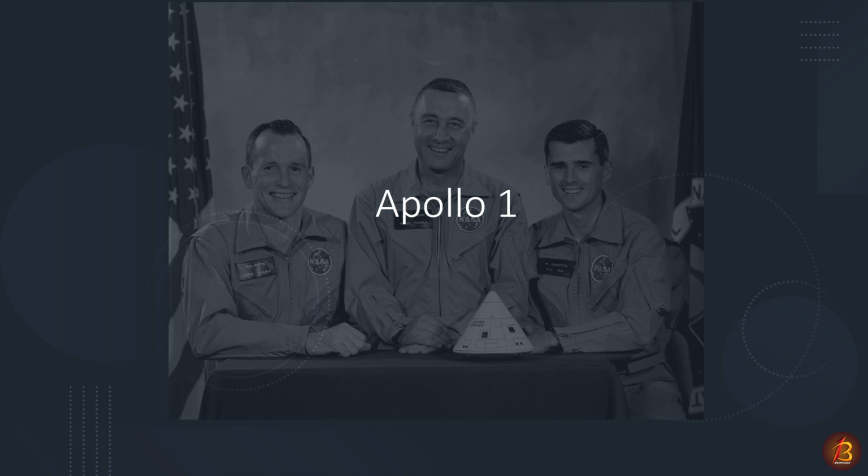So the purpose was that AS-204, also known as Apollo 1, was to be the first crewed flight of the Apollo CSM to Earth orbit and launch on the Saturn IB rocket. So this wasn't really to get to the moon necessarily. This was to see it get at least launched and into Earth's orbit.